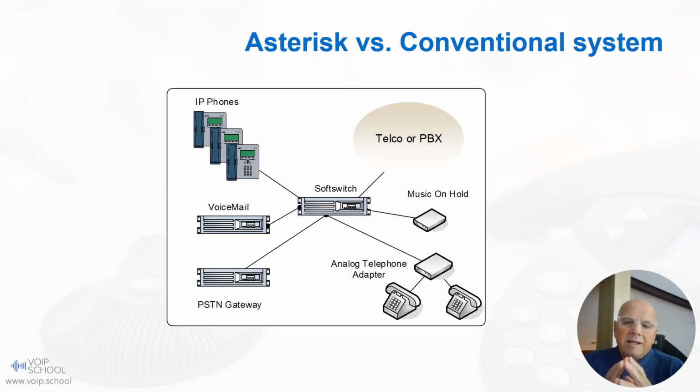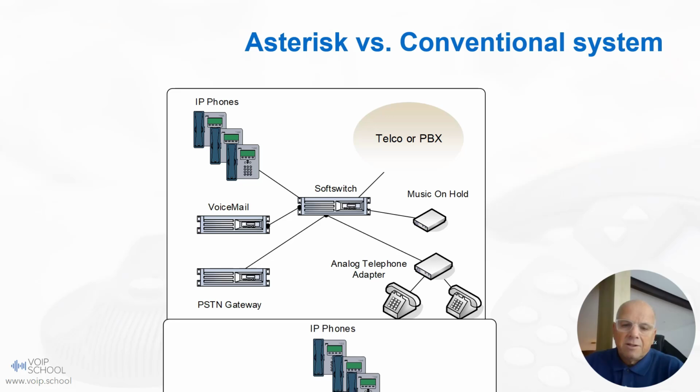Another thing that made Asterisk very popular against conventional systems is that in the past, we had everything separated. You had a soft switch and a voicemail box separated. Music on hold was a box, many times a CD outside of the PBX. Phones were separated. Analog telephone adapters were connected to the system. So the system was built by integrating several parts.